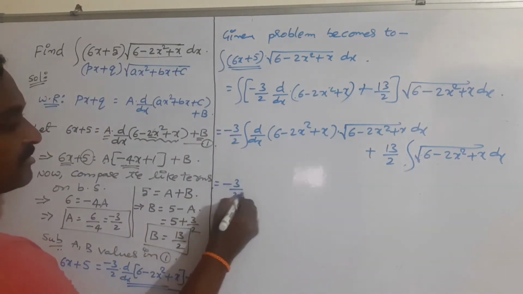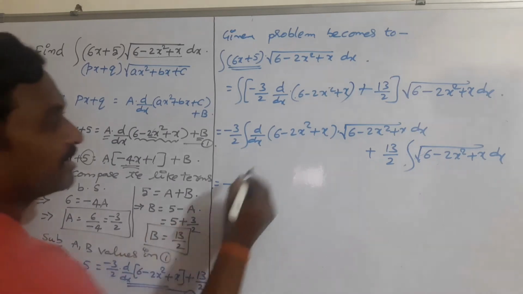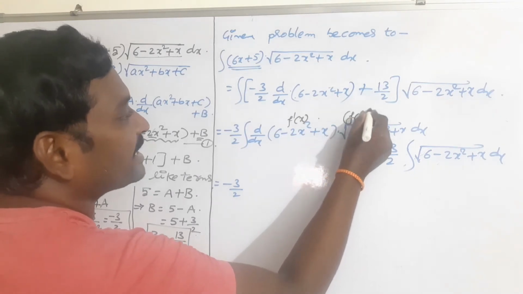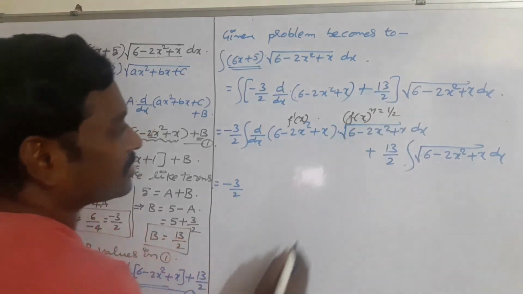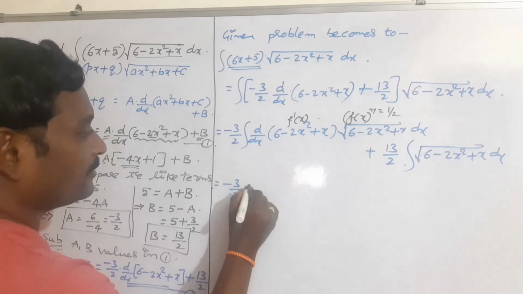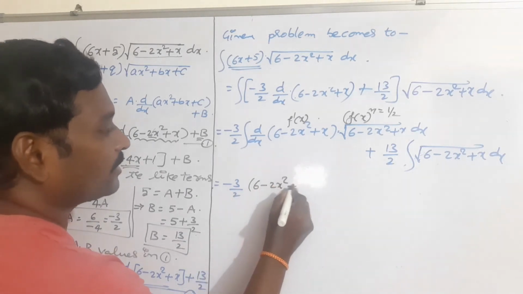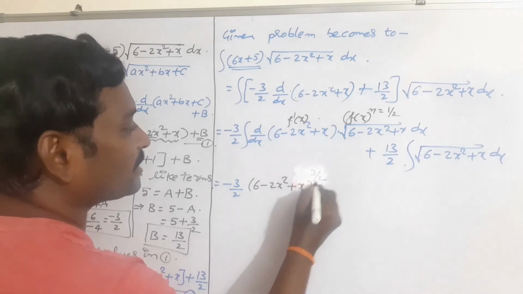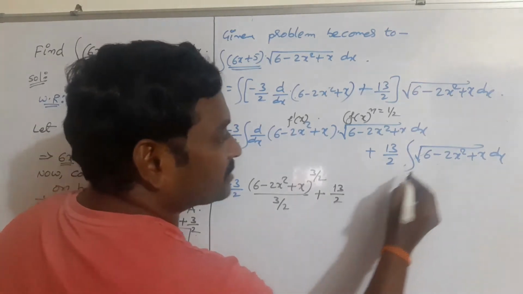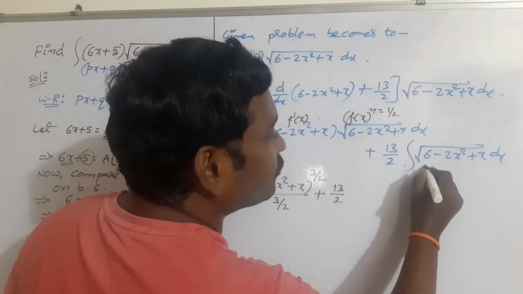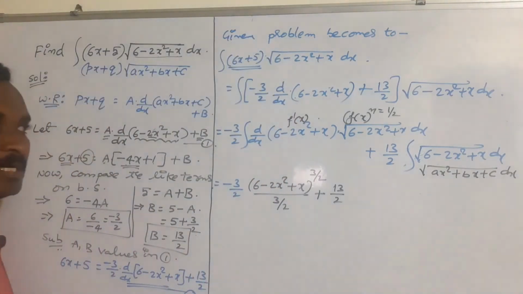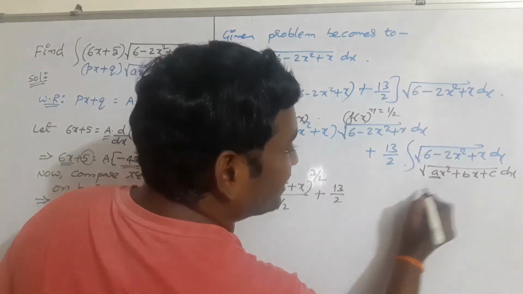So clearly we are observing that the first part is in the form of f dash of x into f of x whole power n. Here n is nothing but minus 1 by 2. So the result is f of x whole power n plus 1 by n plus 1. According to that formula, it becomes 6 minus 2x square plus x whole power 1 by 2, by 1 by 2, plus 13 by 2 into, we are observing that it is in the form of integration of 1 over root over ax square plus bx plus c into dx, which is the type 1 form. That's why we should first make the coefficient of x square 1.